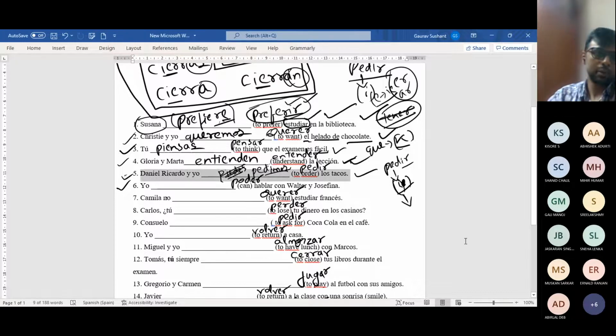Arsh Kurana, can you try the next one, number 6? Yo puedo hablar con Walter y Josefina. Very good. So again, two verbs are there. One is poder and another is hablar. Can you tell me the translation also? I can speak with Walter and Josefina. Yeah, talk to or speak with Walter and Josefina. Both will be fine.